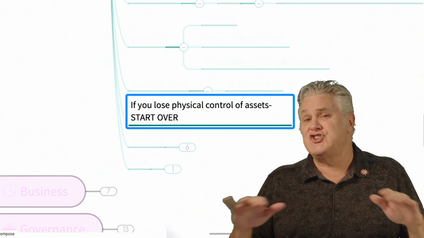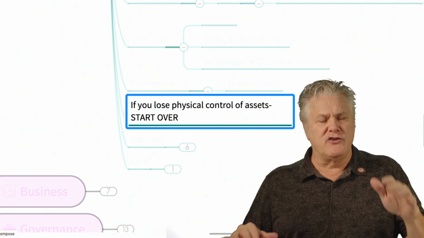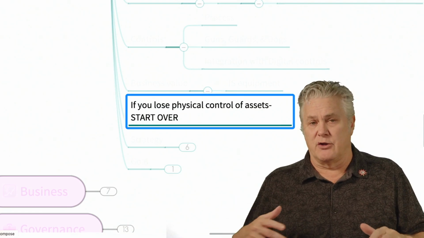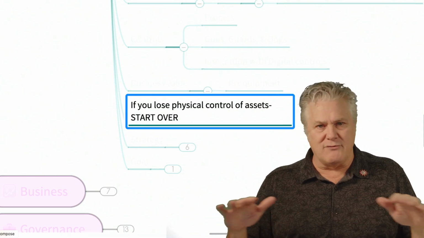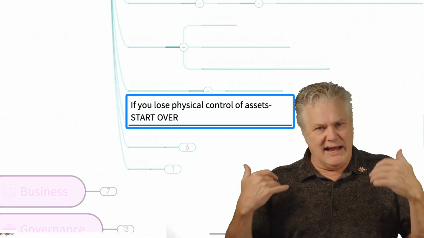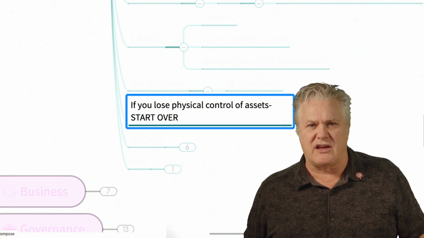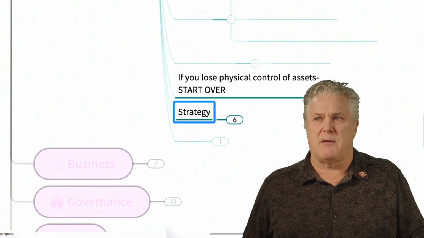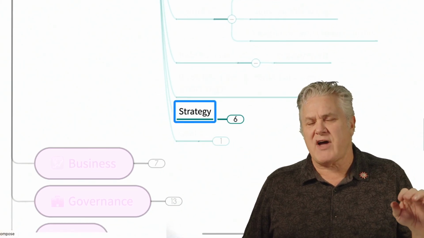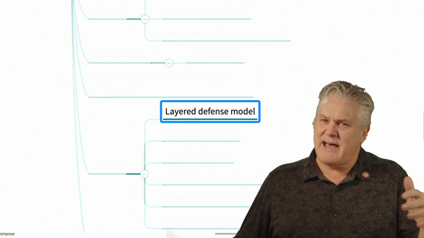Now, here's the general rule for all of this. If you lose physical control over the asset, in other words, physical security, if I sneak into your place, you have to start over again, because I can walk through and litter all sorts of stuff within your organization that you're going to have to clean out. So you really do have to start over at that point. From a strategy standpoint, let's hope you don't get to that. But if you don't get to that, what do you do?